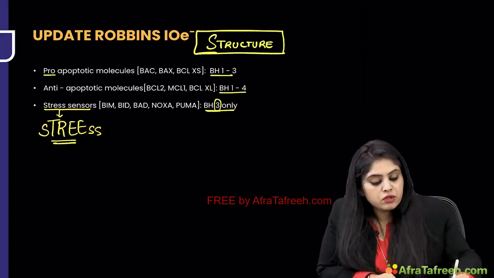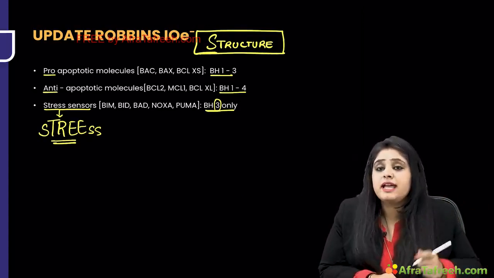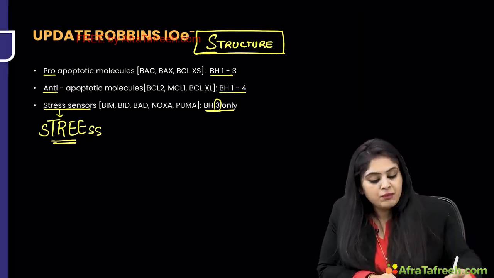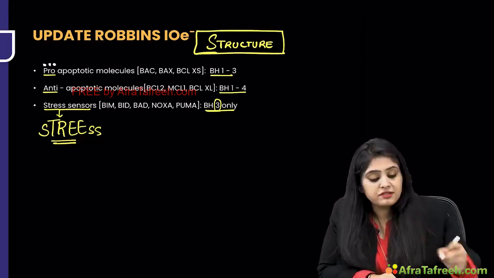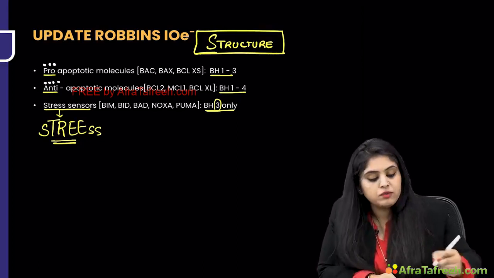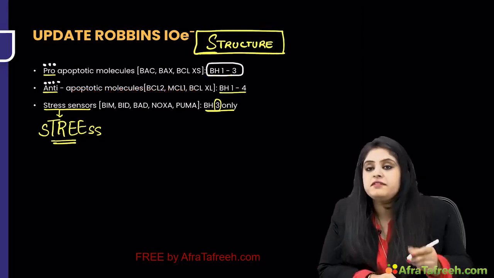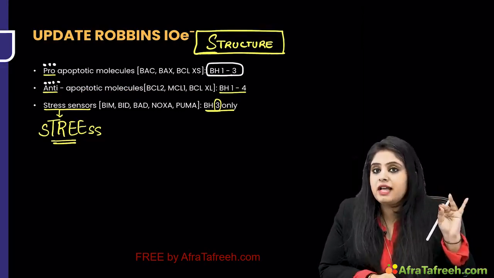Talking about pro-apoptotic molecules and anti-apoptotic molecules, do you remember pro and anti? All the LLL ones were anti and others were pro. How many alphabets does pro have? 1, 2, 3. How many alphabets does anti have? 1, 2, 3, 4. So that's the structure. How many BH domains will pro have? Ranging from 1 to 3, because pro has 3 alphabets.